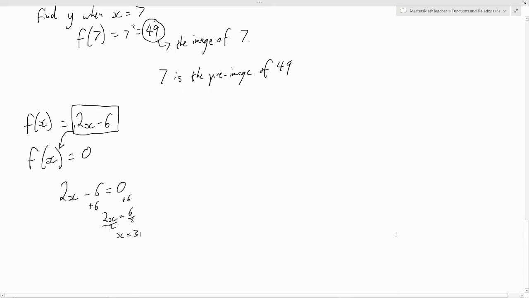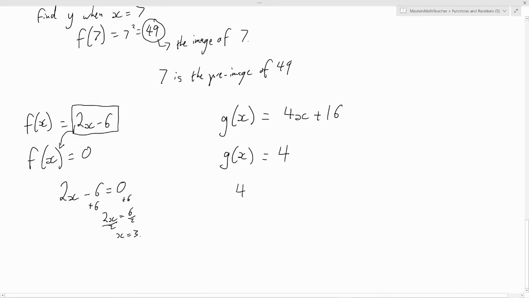So let's try one with g of x. So what if I said g of x equals 4x plus 16, and I wanted to know when g of x equals 4.